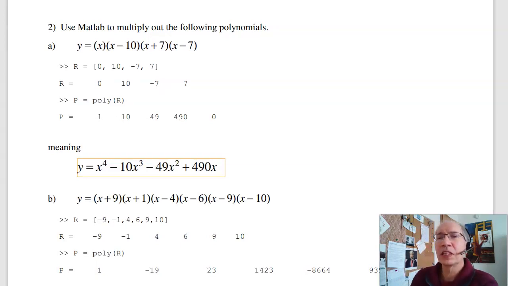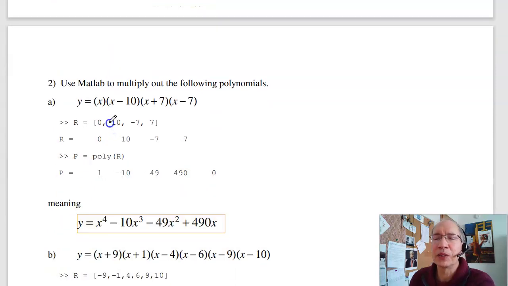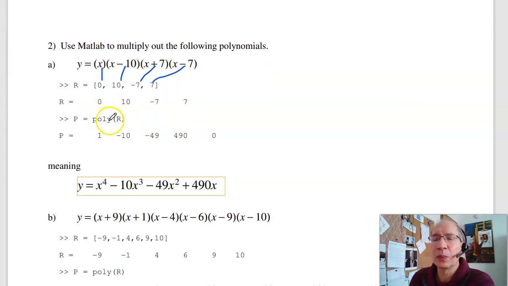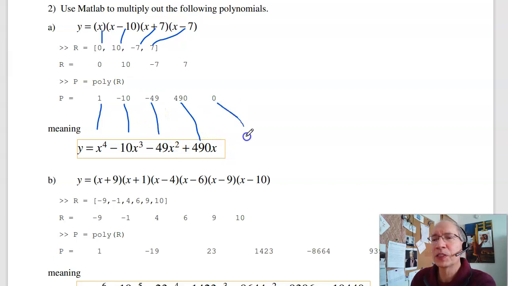In this case, I would represent the roots of a polynomial as a matrix. Again, kind of like the answers here, this was stored in a matrix. I'll input the matrix. I have a root at 0, at plus 10, minus 7, and plus 7. If I then say, what's the polynomial that has those roots? I get this. And what it means is, again, decreasing powers of x: 1x to the fourth, minus 10x cubed, minus 49x squared, plus 490x, plus 0.